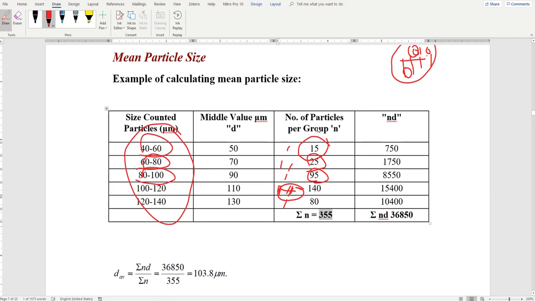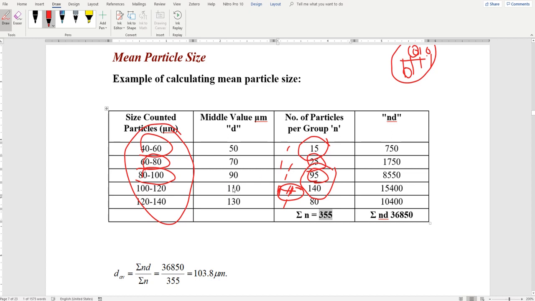Now when I look at this distribution in this table, you will find that most of the particles are here, which is 95 and 140. Most of the particles are here. Therefore, I will expect that the average particle size will be from 80 to 120. Why? Because most of the particles are here, so the average most probably will be in this range, 80 to 120.